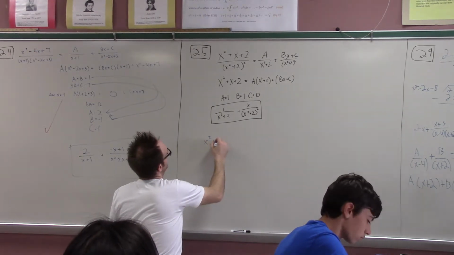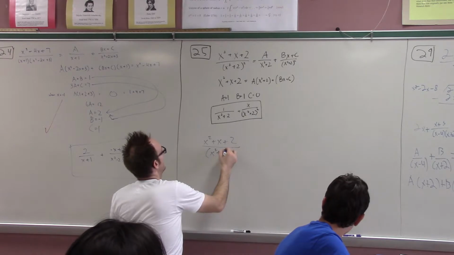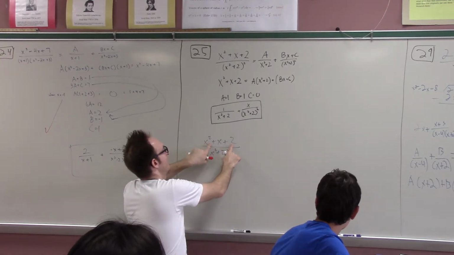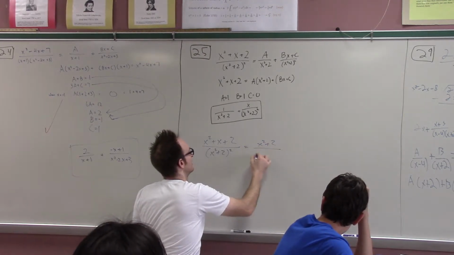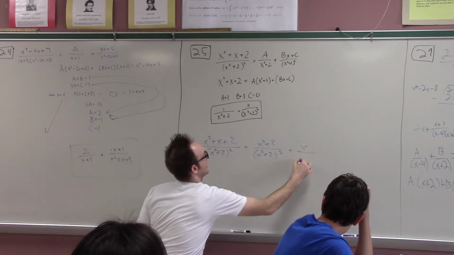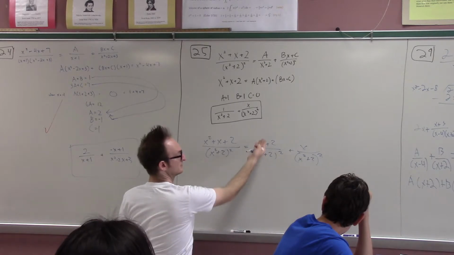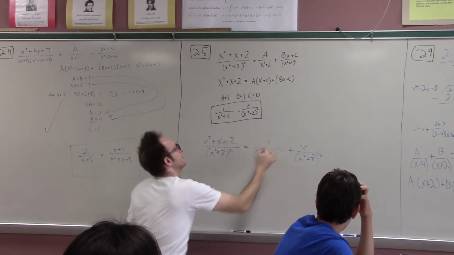Because watch, it's x squared plus x plus 2 over x squared plus 2 squared. But there's just an x squared plus 2 sitting right there. So it's literally x squared plus 2 over x squared plus 2 squared plus x over x squared plus 2 squared. So then just 1.